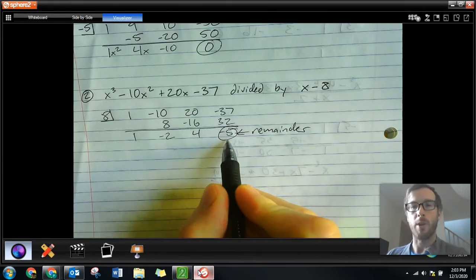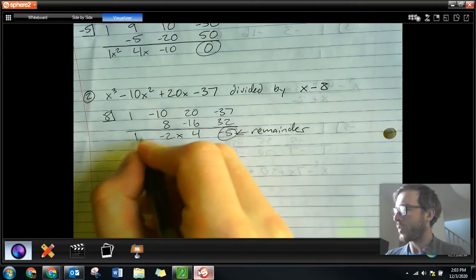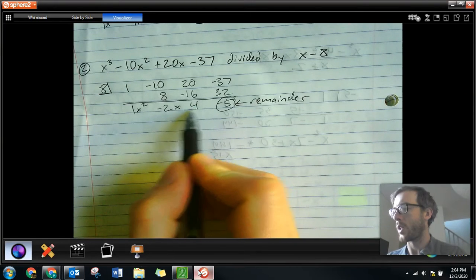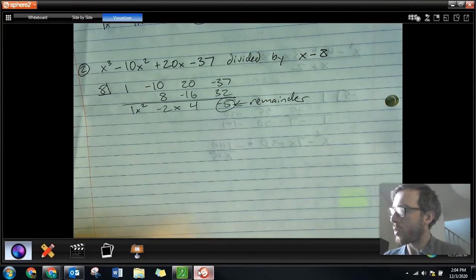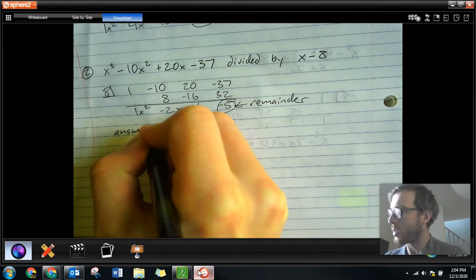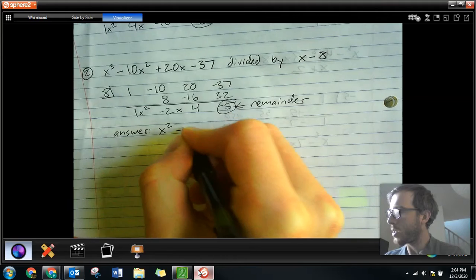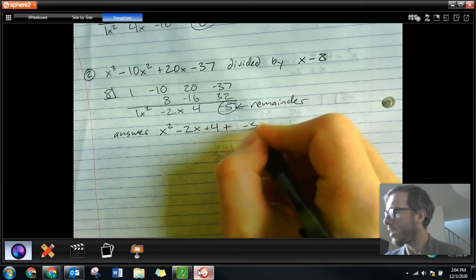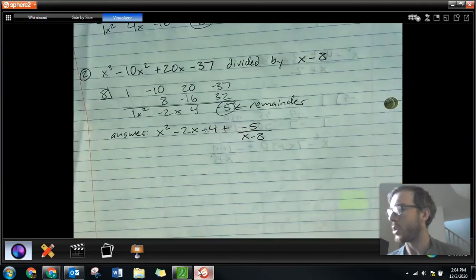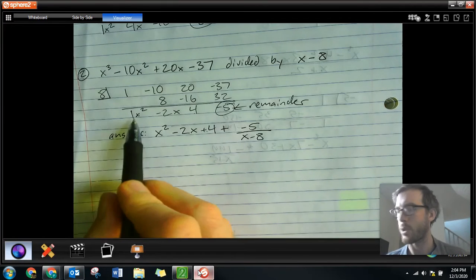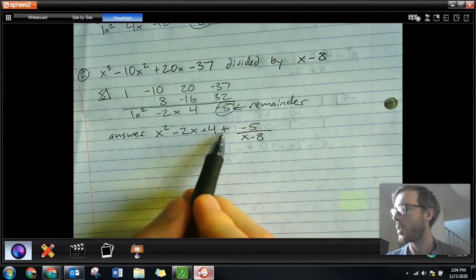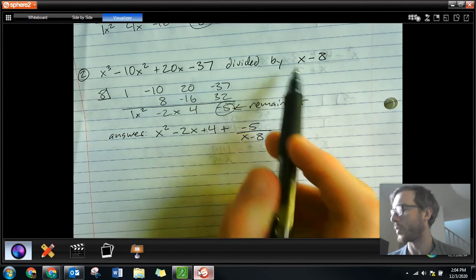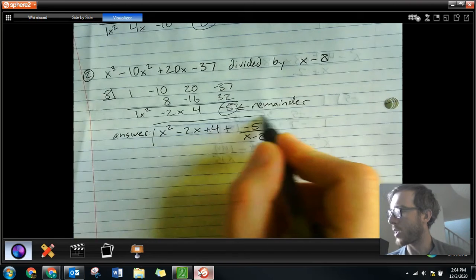Okay, so that's remainder. And so here's how you write that. Once again, I'm taking the last number before the remainder, and then kind of counting up in degree from there. And so our final answer for this is going to be x squared minus 2x plus 4, and then plus negative 5 over x minus 8. So to write your full answer here, you take the expression that you got, then you just add whatever remainder you got divided by that binomial that you were dividing by in the problem. Okay, so there is that final answer.